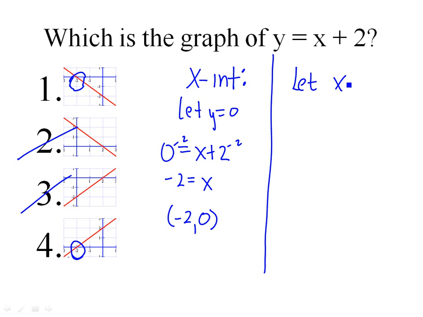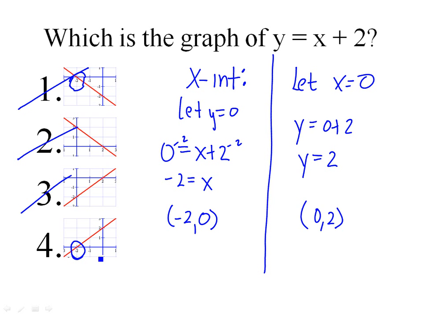Let's let x equal 0. So y equals 0 plus 2. Y equals 2. Therefore, the y-intercept is 0, 2. Now, which one out of option 1 and option 4 has 0, 2 as a point? Alright, number 1 has 0, -2 as a point. So 1 is out. And let's confirm that this is 0, 2. Yes, this is 0, 2. So the answer is option number 4.